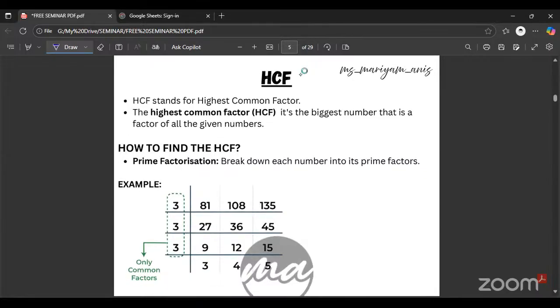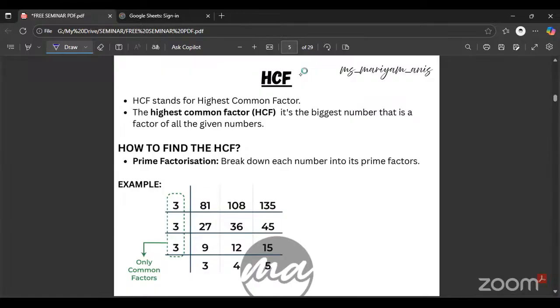Okay, so the second topic for the day, HCF. HCF stands for highest common factor. Now, LCM is lowest common multiple, but HCF is highest common factor. The highest common factor is the biggest number that is a factor of all the given numbers.